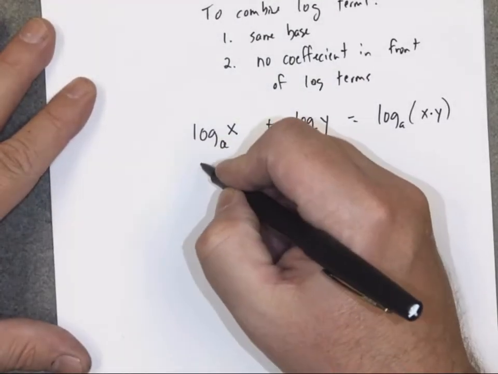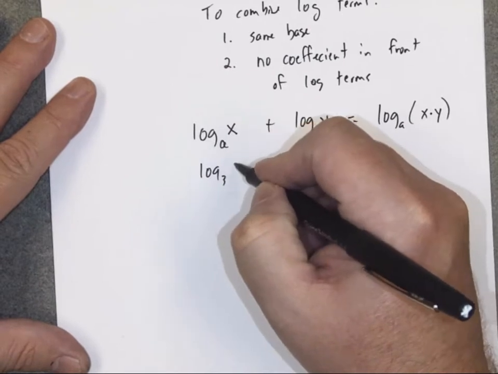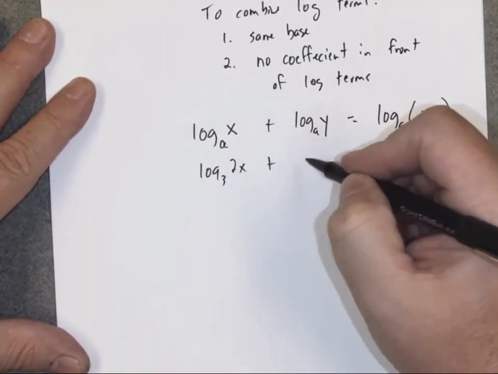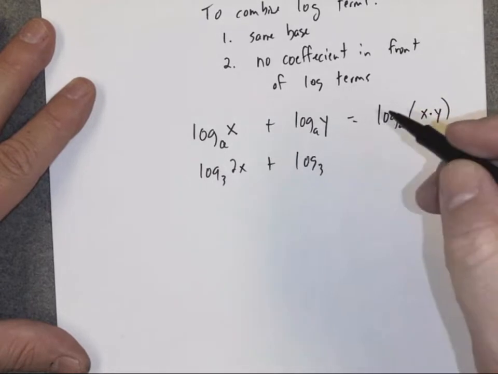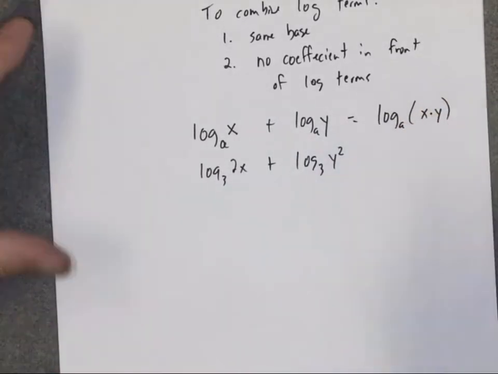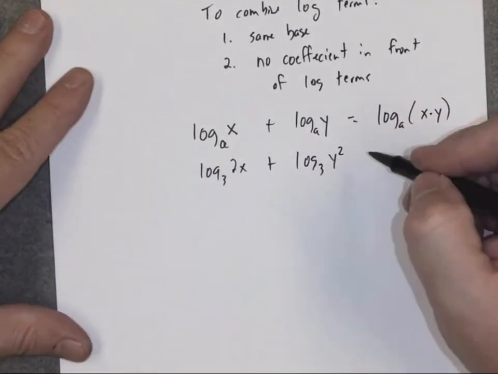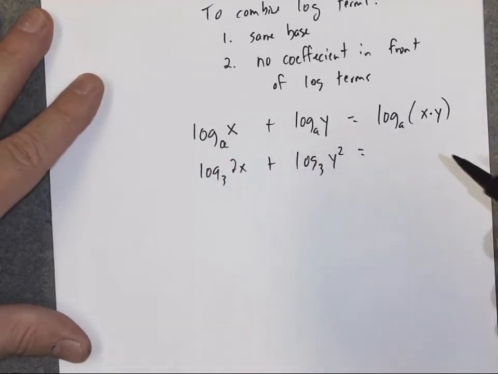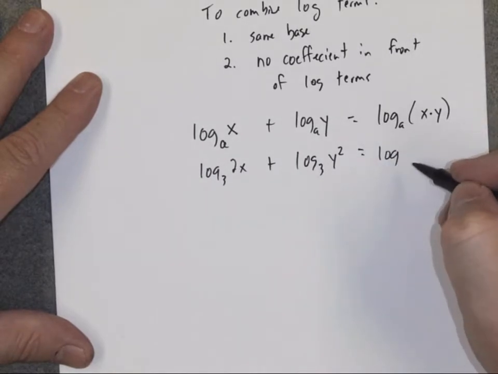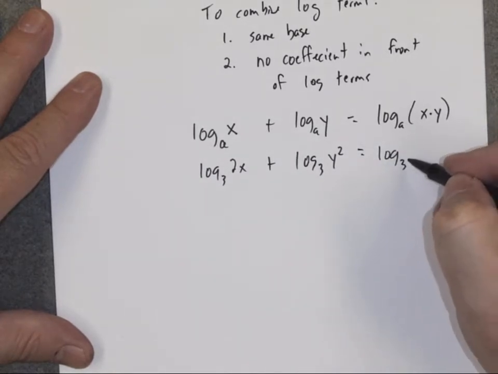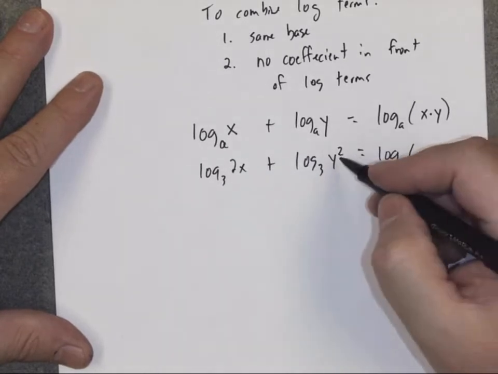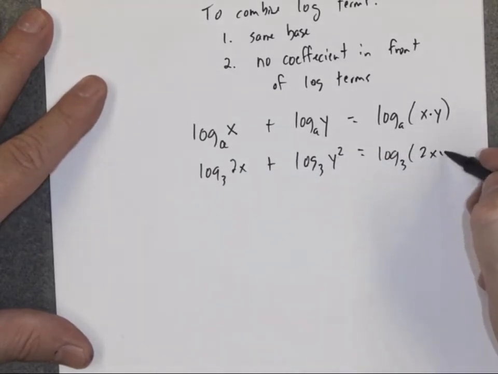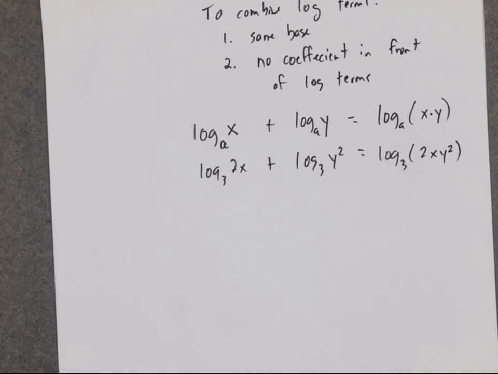Let's just do a couple examples. How about log base 3 of 2x plus log base 3 of y squared. Two log terms, same base, no coefficients. I combine them into one log, log base 3 of 2x times y squared. All right, not that hard, right?